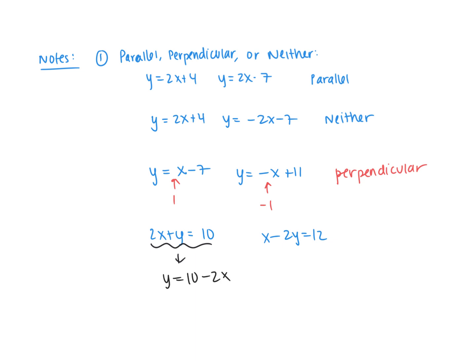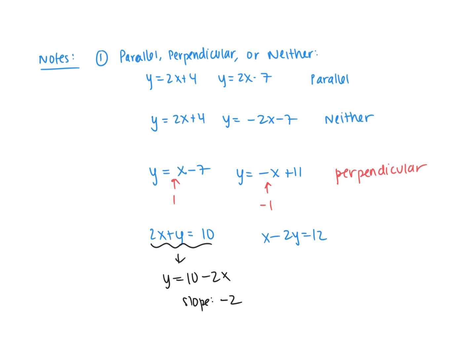Terrell, what's my slope? What's the slope? Ryder, what is the slope? 10. Come on now. The number in front of the x is our slope. Negative 2. Okay, we're all on the same page. Slope is negative 2. Great, love that.